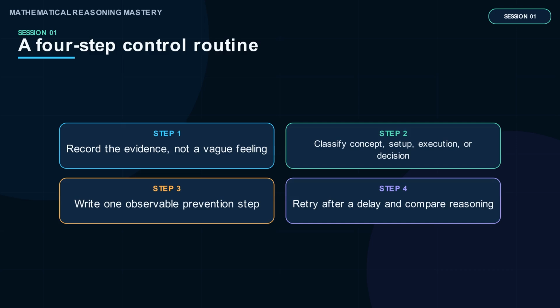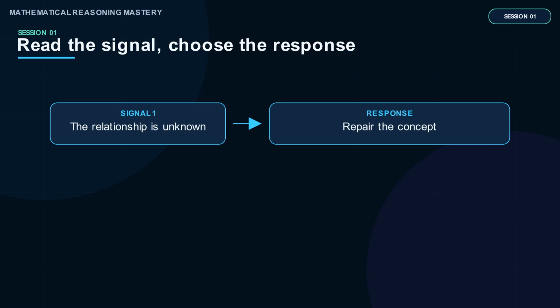Step 4. Rejoin after a delay and compare reasoning. Verification is part of the solution because it tests the answer from another direction. Signal 1 is, the relationship is unknown. Respond by remembering. Repair the concept. Name the response before calculating.